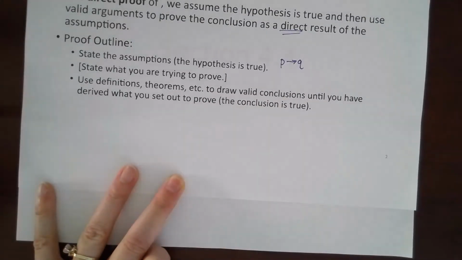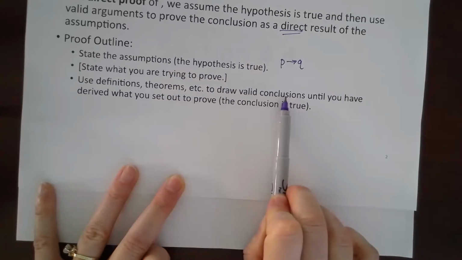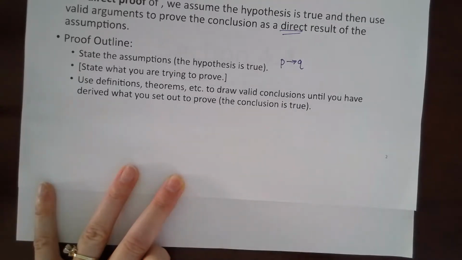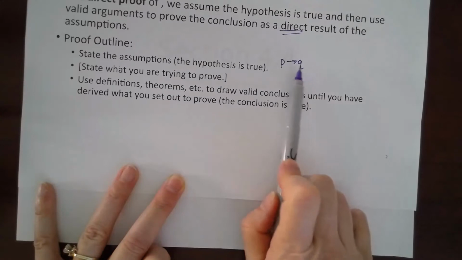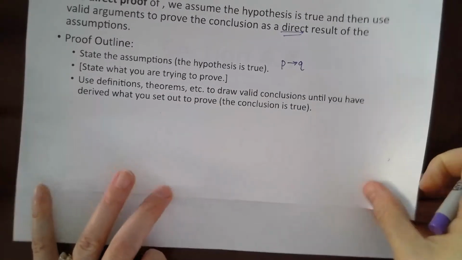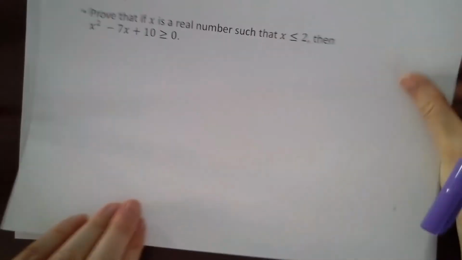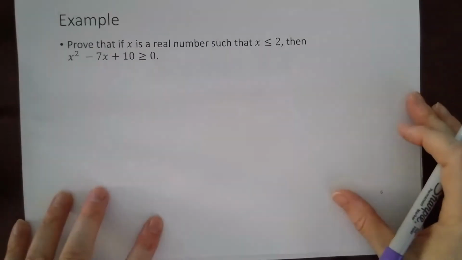And then you use definitions, theorems, etc. to make valid arguments, valid conclusions. Essentially, we're pretty much always using modus ponens. We don't say it all the time, but that's what we're doing, until you can validly conclude the conclusion, and then you're done. Okay, so that's how they go. We have a couple more of these to do, and then we're going to look at other kinds of proofs besides direct proofs. We've got 2 more direct proofs to do.